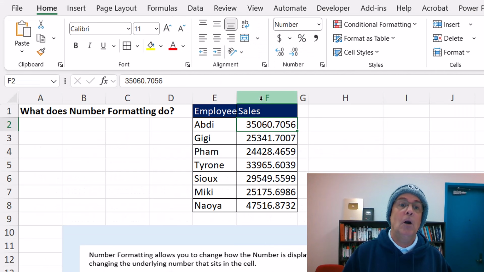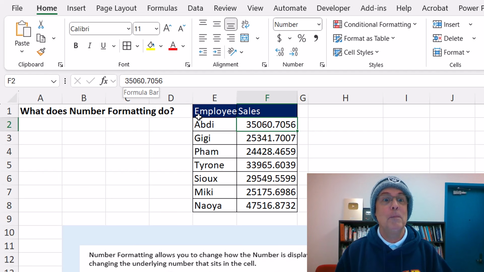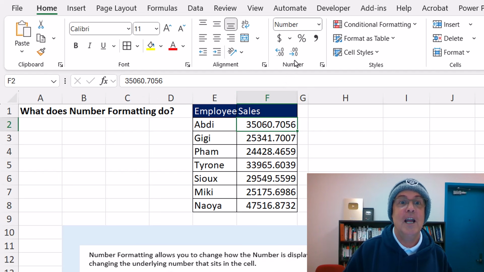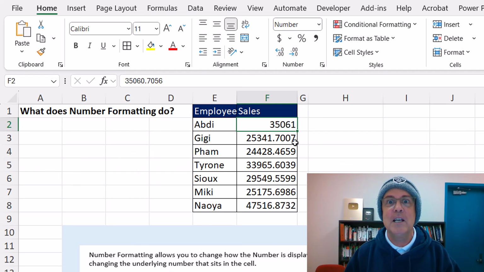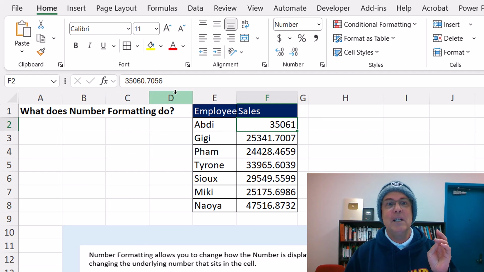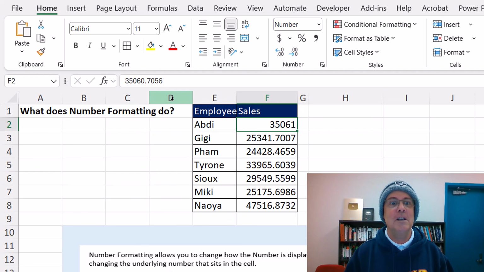Now, when we are doing things like just changing the number of decimals, we can see what happens here on the surface of the cell when we apply number formatting, Home, Number, and we can watch what happens to the actual number that sits in the cell up in the formula bar. Let's select and use Decrease Decimal. 1, 2, 3, 4. You betcha. $35,061. That's exactly what we have in the cell. No, it's not. When we did all that number formatting on the surface, it did not change the underlying number.